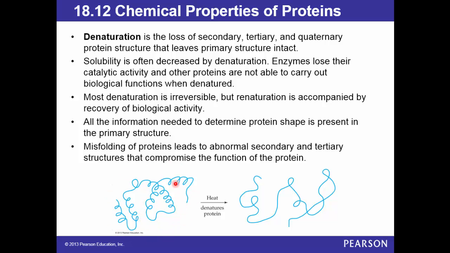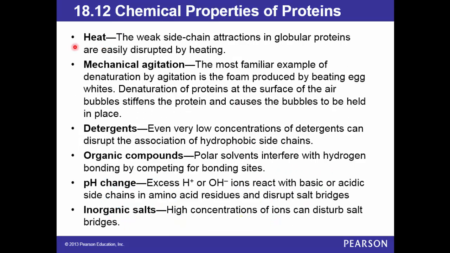This is a native protein. This is a protein denatured by heat. Most denaturation is irreversible, but renaturation is accomplished by recovery of biological activity. All the information needed to determine protein shape is present in the primary structure. Misfolding of proteins leads to abnormal secondary and tertiary structure that compromises the function of the protein. Heat: the weak side chain attractions in globular proteins are easily disrupted by heating.